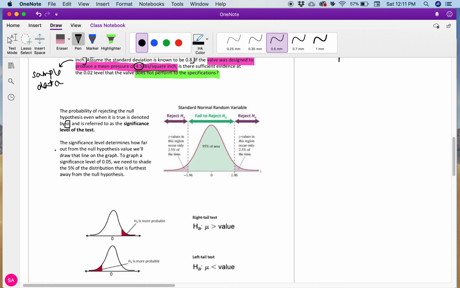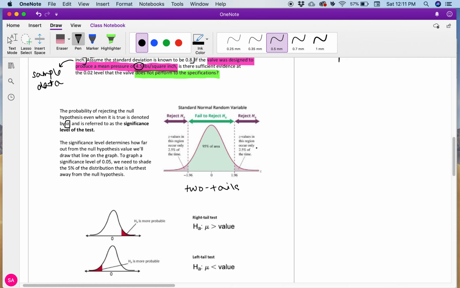The significance level determines how far out from the null hypothesis we'll draw that line on the graph. So for an example, to graph a significance level of 0.05, we need to shade the 5% of the distribution that is furthest away from the null hypothesis. And here's an example picture. So this is a two-tailed test right here because we have two tails. And as you'll see in the pictures below, I have examples of the other ones, but we'll get there in just a moment.